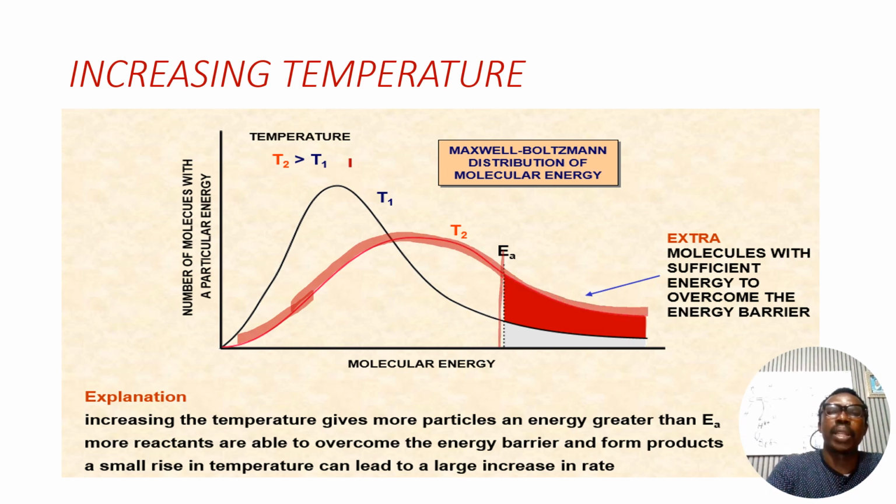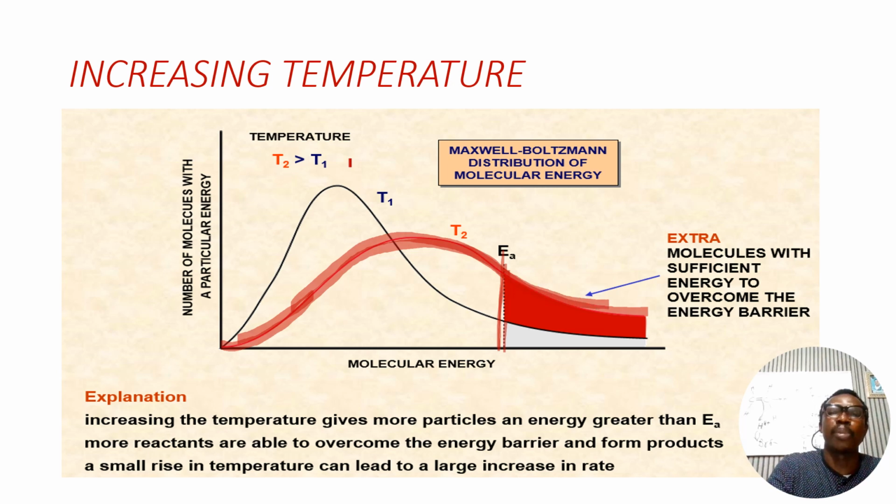What you observe is that there are extra molecules with sufficient energy to overcome the energy barrier. So the number of molecules that can react will now increase because there's an increase in temperature. Increasing the temperature gives more particles an energy greater than the activation energy, so more particles can react. More reactants are able to overcome the energy barrier and form products. So a small rise in temperature can lead to a large increase in the rate of reaction, just as I told you in our previous lecture, that for every 10 degree rise in temperature, the rate of reaction doubles.